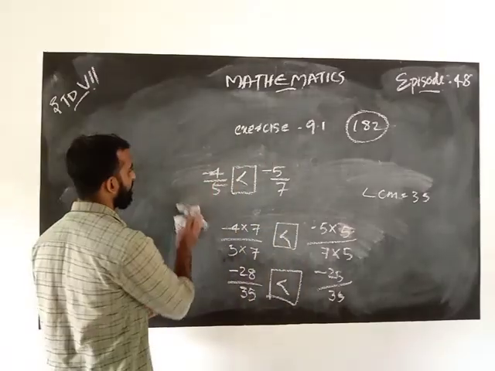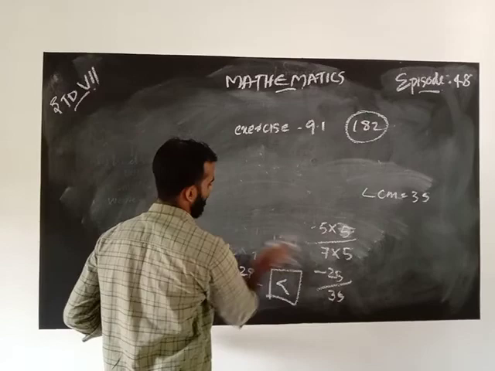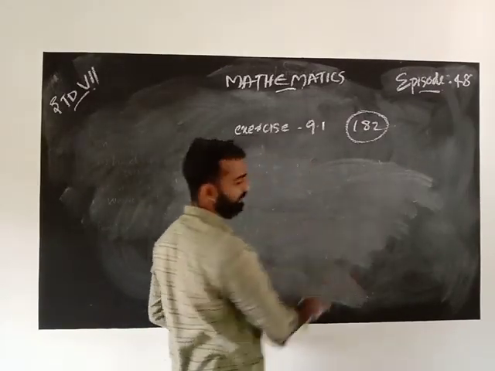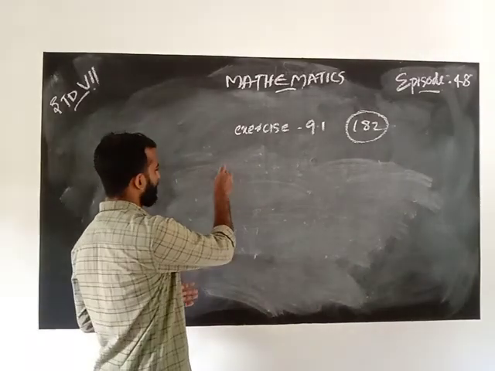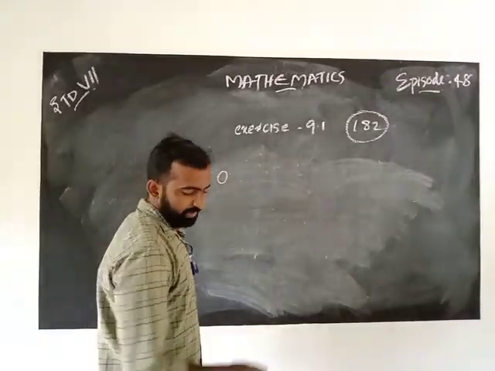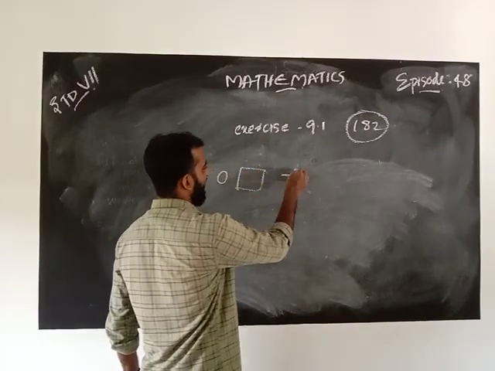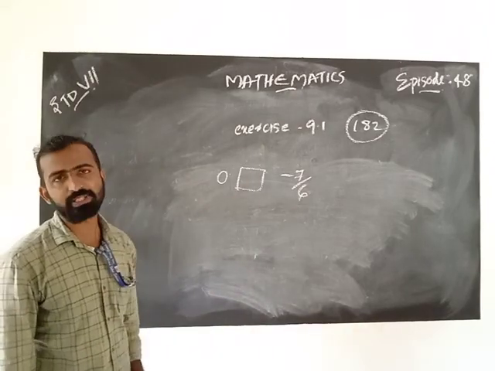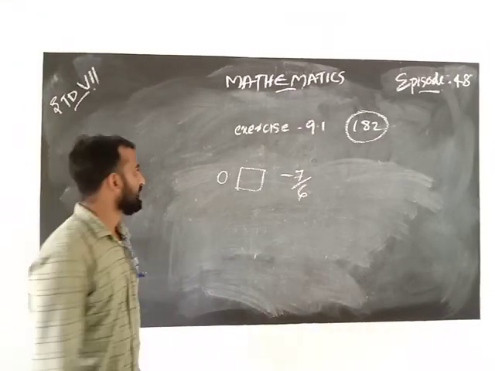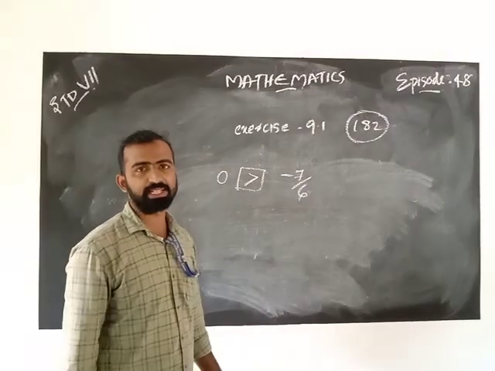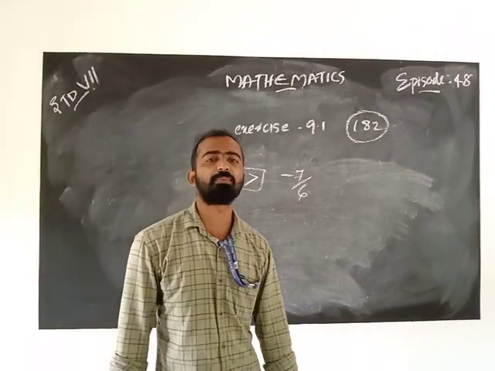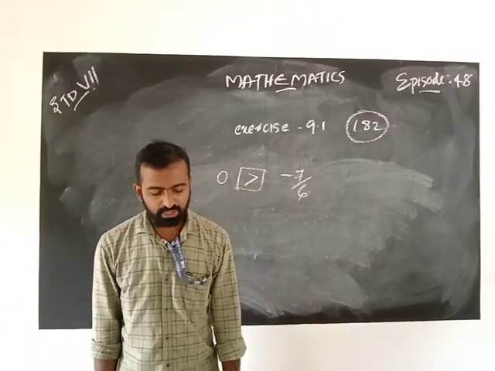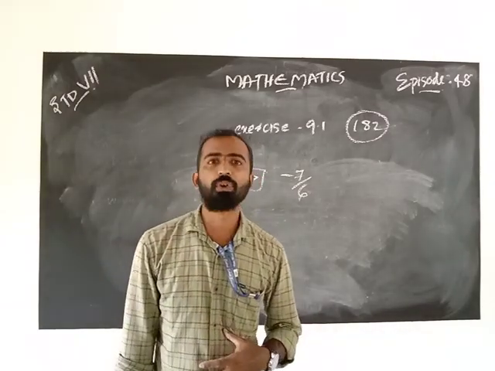0 and negative 7 by 6. 0 is a rational number and negative 7 by 6 is a negative rational number. So we can write like this: 0 greater than negative 7 by 6. This is the answer. All of these are for your homework. Third, fourth, fifth, sixth are for your homework.